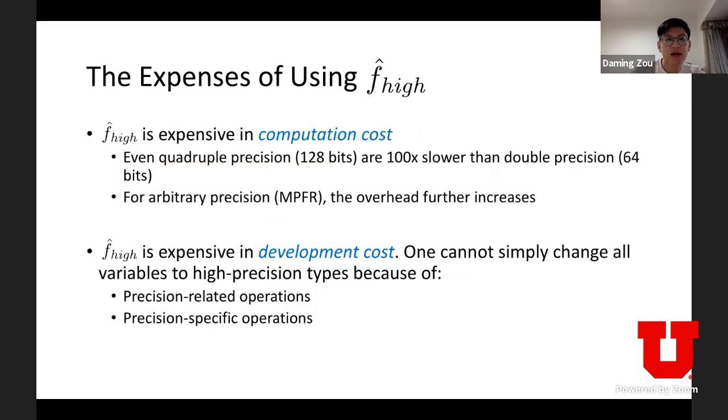We find that using high precision types is very expensive for 2 reasons. The first one is they are expensive in computation cost. Even quadruple precision is more than 100 times slower than double precision, and for MPFR, the overhead further increases. The second one is they're expensive in development cost, because we cannot simply change all variables to high precision types to get a more accurate result, due to the existence of precision-related operations and precision-specific operations. Since the time is limited, I'm not going to discuss these 2 kinds of operations, but this kind of operation needs to be manually found and handled to get a more accurate result. So it's expensive in development cost.